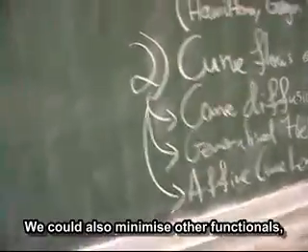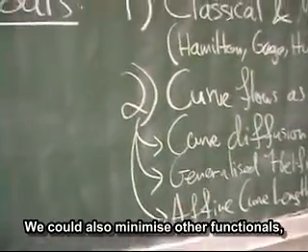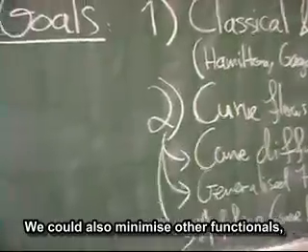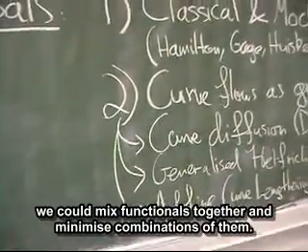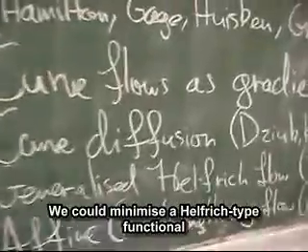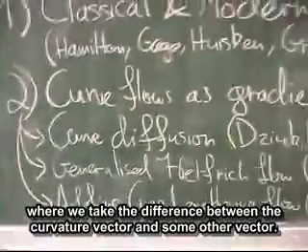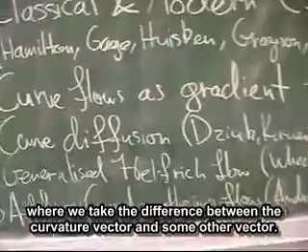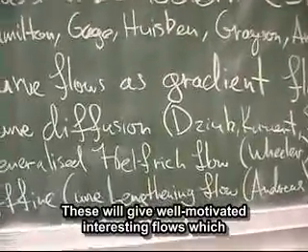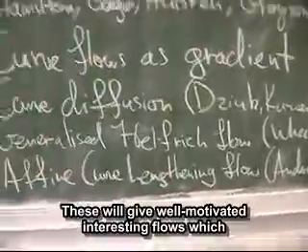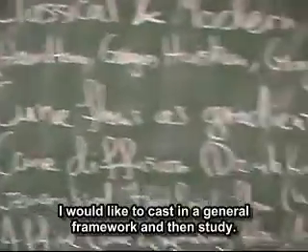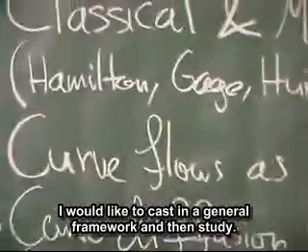We could also minimize all kinds of other functionals. We could mix the functionals together and minimize a combination of them. We could minimize something like a Helfrich type functional, where we take the difference between the curvature vector and some other vector. And these all give well-motivated, interesting flows, which I would like to cast in some general framework and then study.